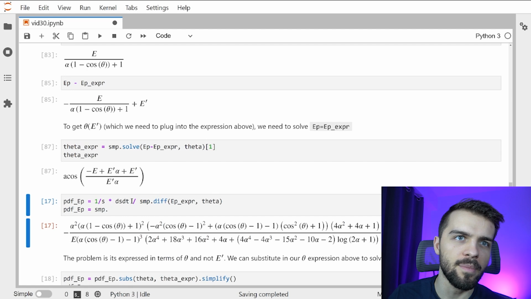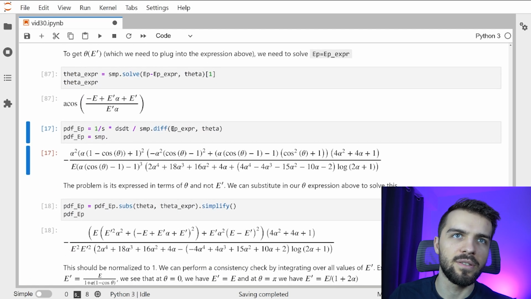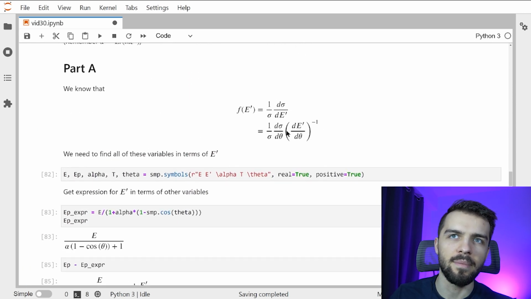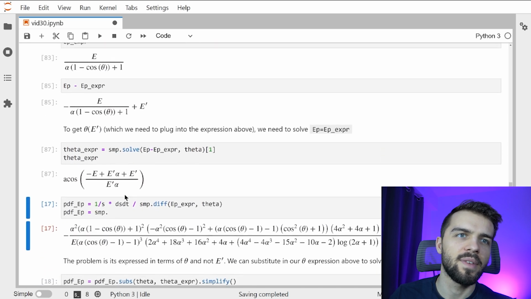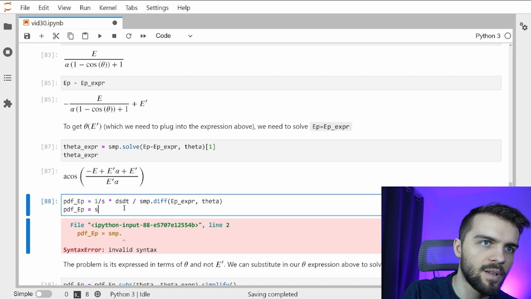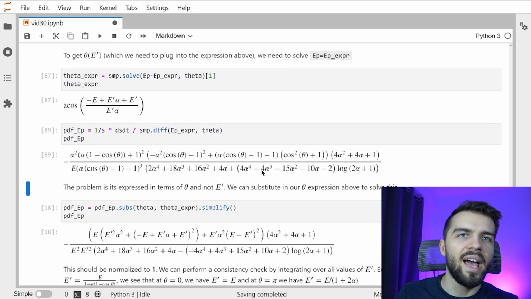So I say 1 over sigma times d sigma d theta divided by the derivative of E prime with respect to theta, right? So I divide by dE prime d theta. And you'll see it's exactly like I said. I plugged all these things in, and I get an expression here.